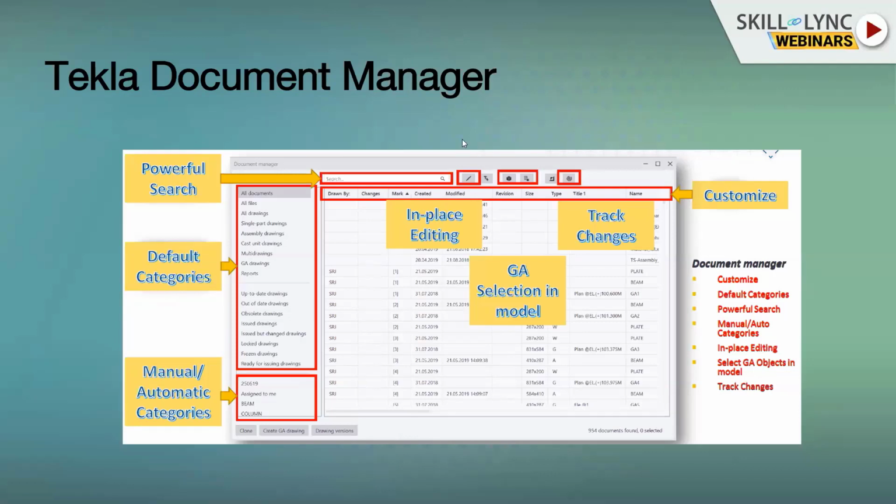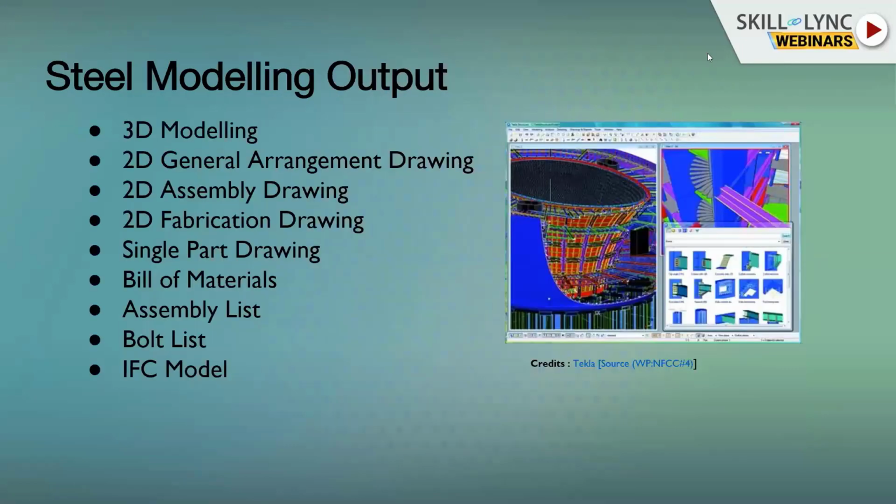We can also introduce our requirement, like if we require only beam drawings, we can easily customize as per our requirement. If we require only the foundation or base plate drawings, or only the column drawings, we can easily customize those things as per our requirement. Yeah. So now we come to know what should be our output in steel modeling.